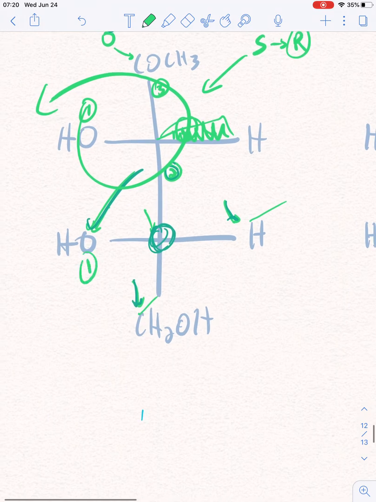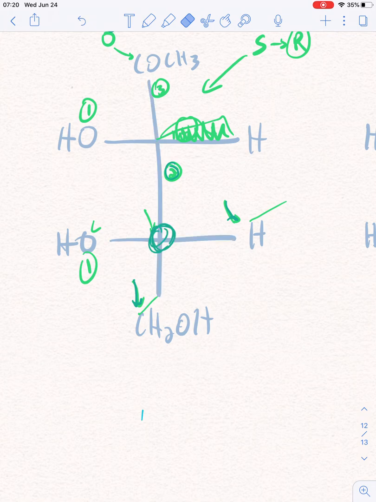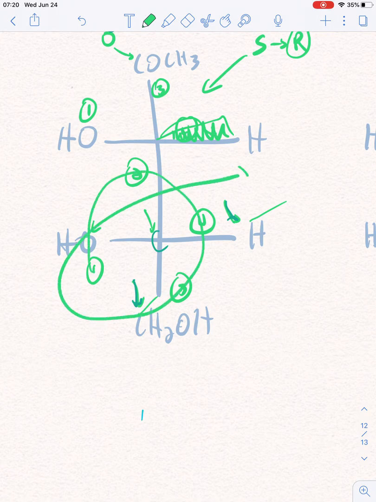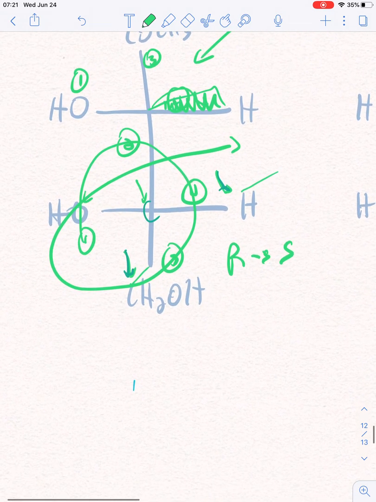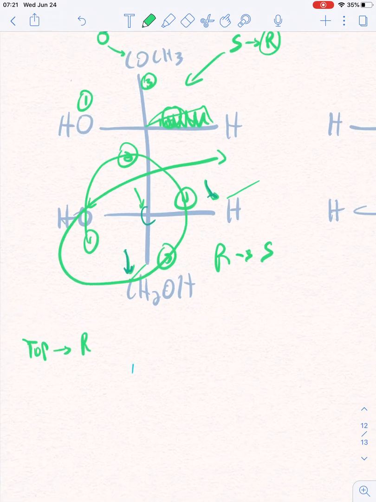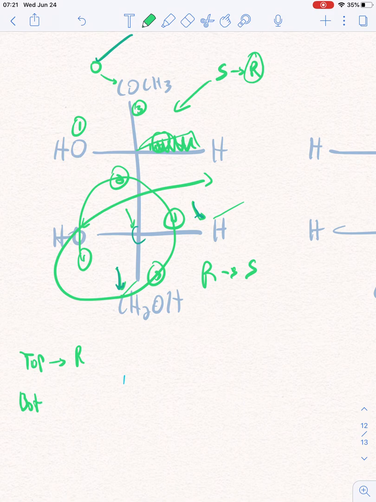Now we're here. I'm just going to erase all these because it's kind of getting messy. O is 1. This one's 2 for the same reasons the last one is. 3, 4. Now 1 to 2 to 3, that's R. But 4 is in the front, so that's S. So this one from top to bottom is, top, we have an R. Bottom, we have an S.